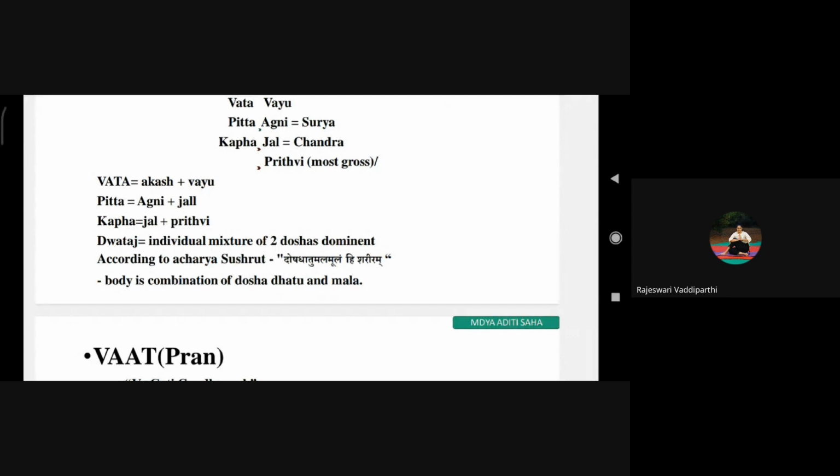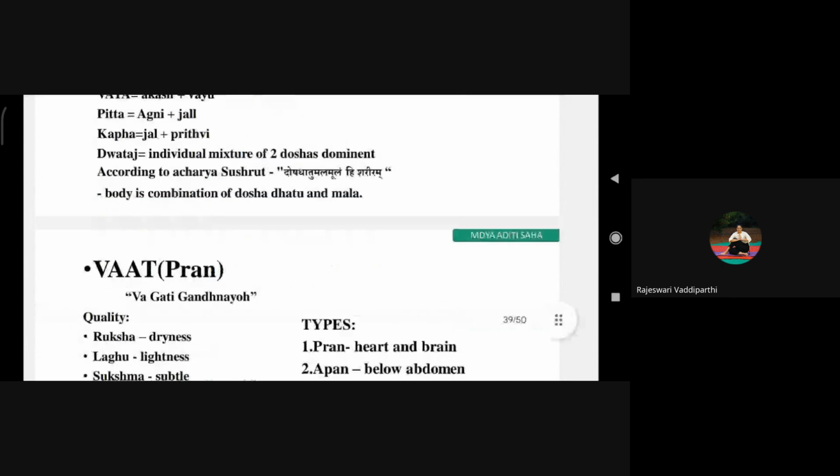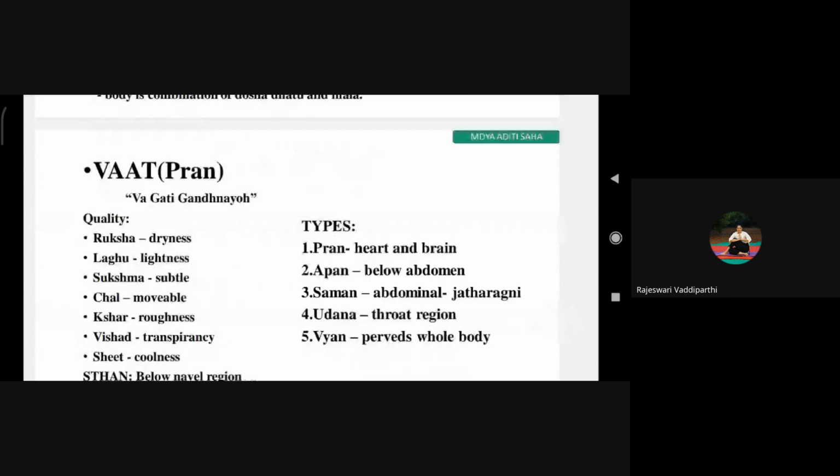According to Acharya Sushruta, dosha dhatu malamulam hi shariram. It means our body is made up of dosha, dhatu and mala. So the body is a combination of dosha, dhatu and mala. So you can now understand how important the doshas are. Now we will understand each particular dosha in detail. First of all, Vata dosha.